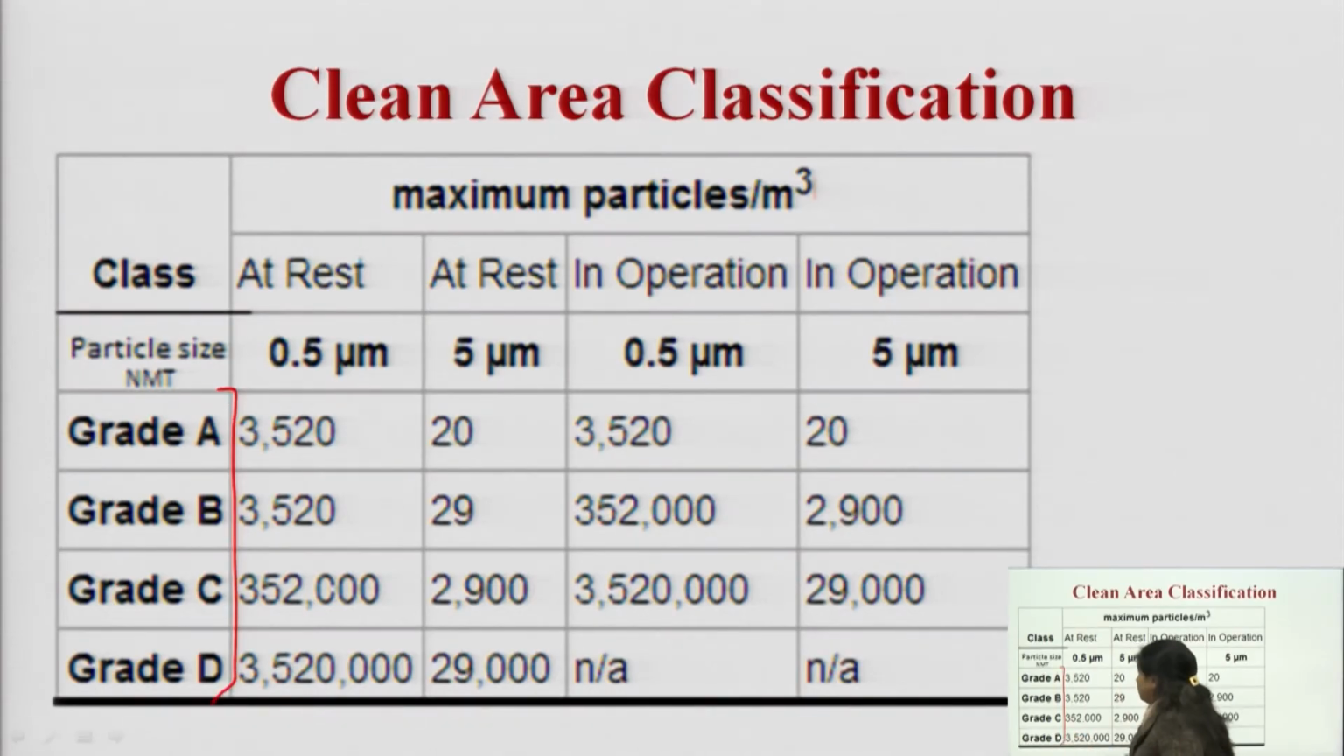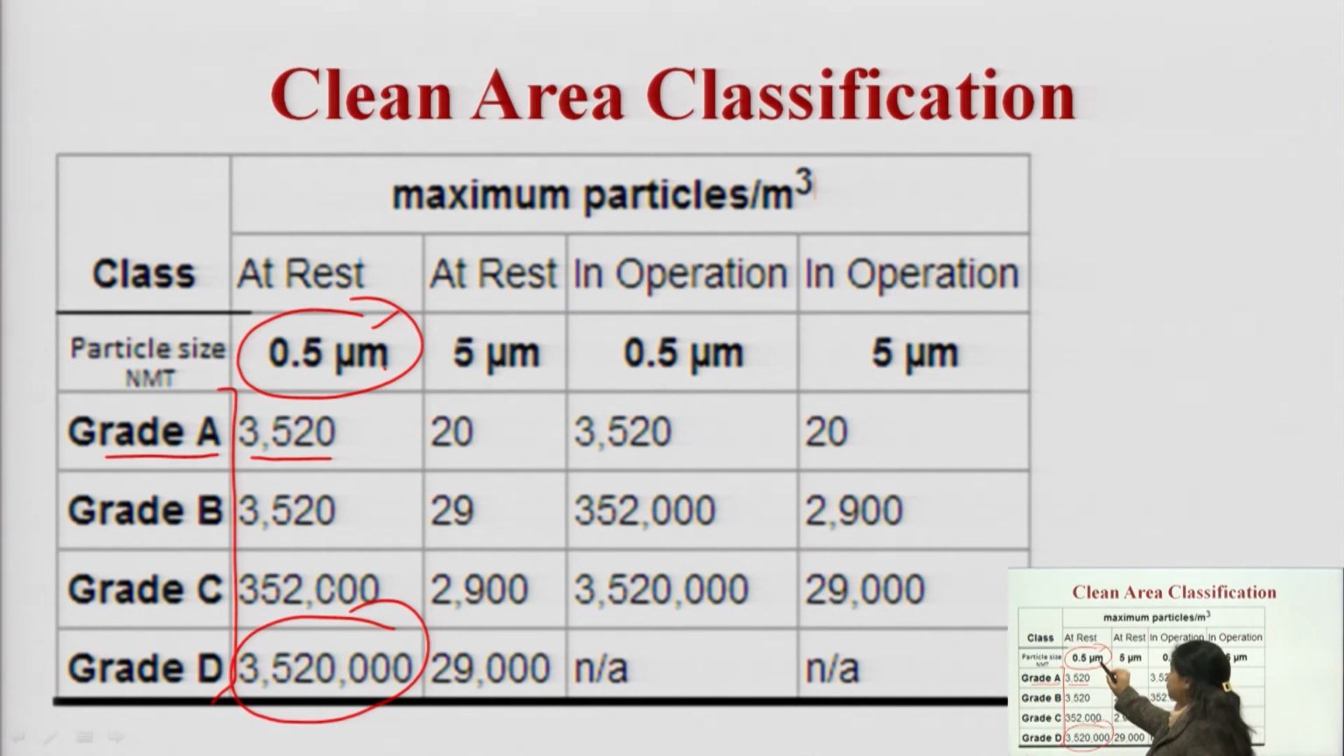As you can see, pharmacopoeias have mentioned the limits of particles which can be there within these areas. Now we see grade A. If we consider a dust particle having a size of 0.5 micrometer, only 3520 such particles are allowed within grade A, whereas in grade D this area is highly contaminated with dust particles of size 0.5 micrometers.